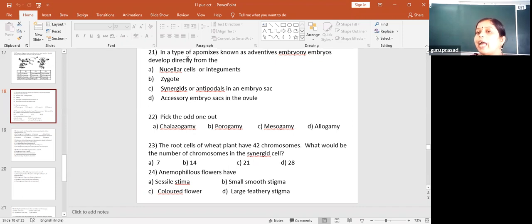Synergids are always what? Haploid, because a diploid cell is involved in the formation of haploid cells. In the embryo sac, haploid cells are formed. Antipodals, synergids, egg, all are haploid in number. The 2 polar nuclei together are diploid, the rest are haploid. So half of 42 is what? 21. 21 will be the number of chromosomes in the synergid cell. So which is the correct option here? C. Clear? Okay.